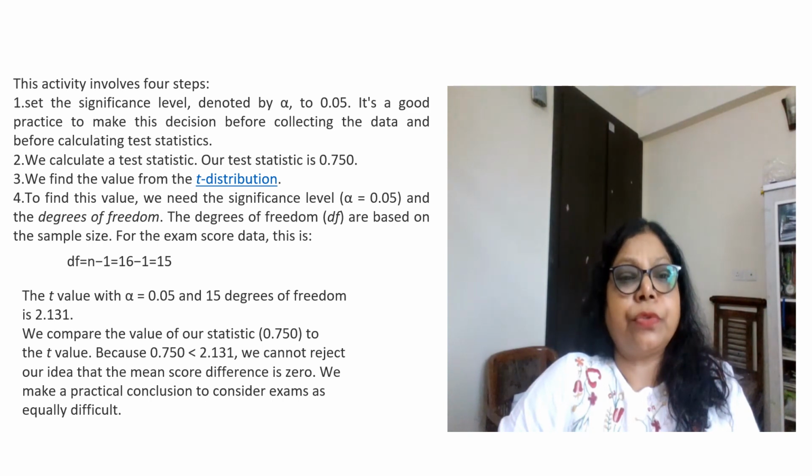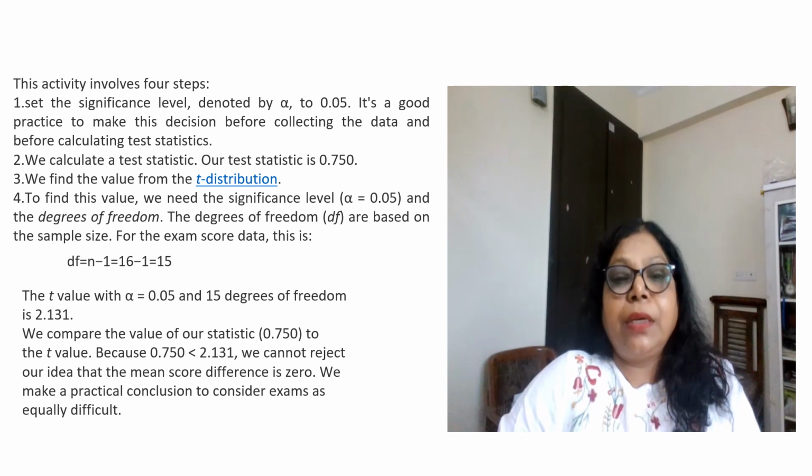Otherwise, we can do it through software. Most likely, we use software for the analysis and do not need any printed tables. So we need to find this value. We need the significance level, that is 0.05, and the degrees of freedom, df = n - 1, that is 16 - 1 = 15, and the t value with alpha at 15 degrees of freedom is 2.131.